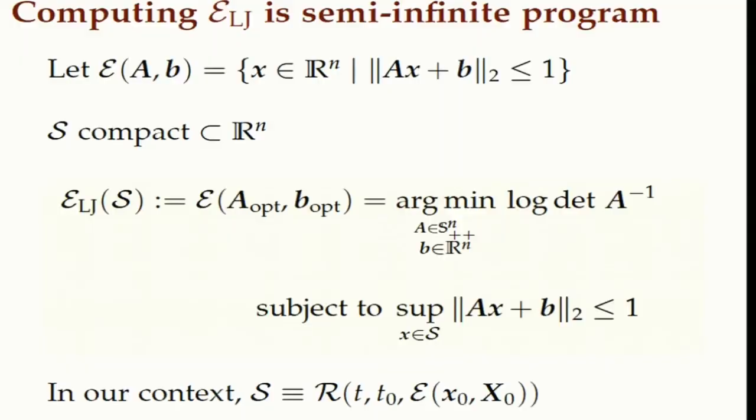Now, in general, if you talk about any arbitrary set, computing a Lohner-John ellipsoid is not easy. It is a semi-infinite program because it involves an optimization problem whose constraint itself is an optimization problem that takes the set as the input. The good thing is that this is a parametric optimization problem, because you are going to parameterize using an ellipsoid, so you just have to compute one positive definite matrix and one vector. You have to describe the center of the ellipsoid and the shape matrix of the ellipsoid.